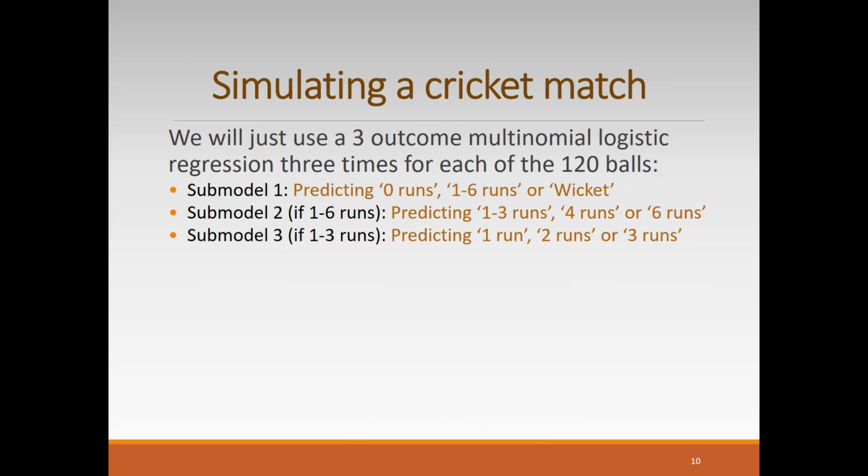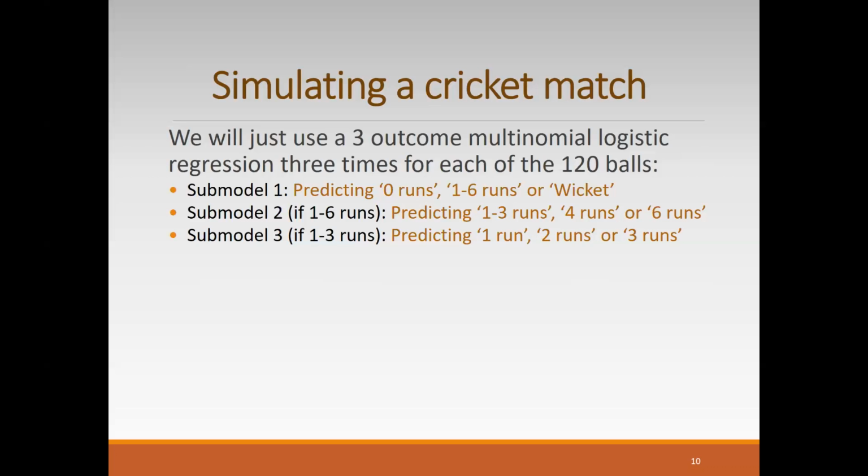Here we're just going to consider a 3 outcome multinomial logistic regression, and we're going to do this 3 times for each of the 120 balls in the cricket match. So just to say, although we're simulating a cricket match, it's okay if you don't know the rules of cricket. In a nutshell, you've got 120 balls that are bowled, one after another, and the batsman has to try and score runs in each of those balls.